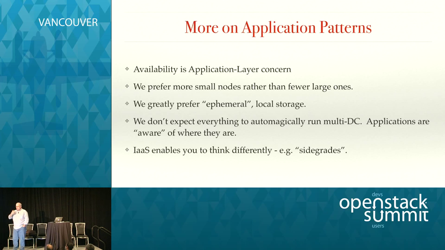We do prefer local storage. For example, these Cassandra nodes have local storage on them. We tend to avoid block storage. It's more resilient, it's faster, and the application's taking care of its availability anyway. We are explicitly building our applications multi-data center. When you start up your app, it talks to a discovery service and figures out which data center to talk to, and we switch in the app from data center to data center.